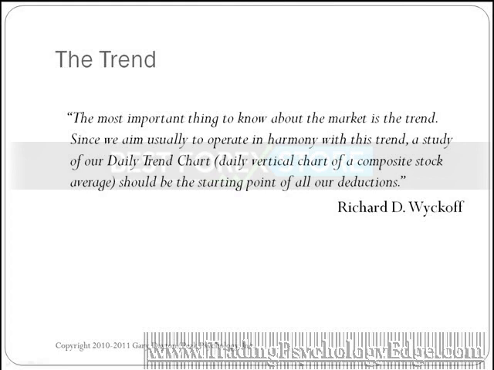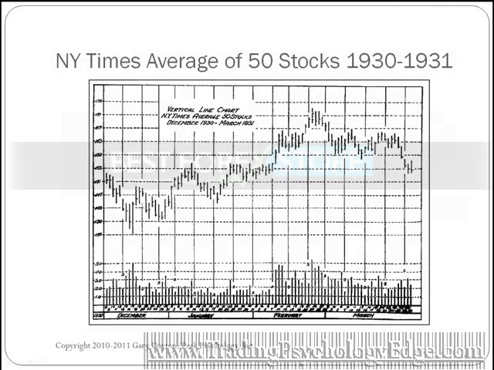As Wyckoff opened his case study, the very first sentence he said is that the most important thing to know about the market is the trend. And since we aim to operate in harmony with the trend, a study of our daily trend chart, which is a vertical line chart with volume, is the starting point of all our deductions. And this is what he called his trend chart. It is a vertical line chart of the New York Times average of 50 stocks. That no longer, of course, is published, but it would be similar to the Dow 30 or the S&P 500 or maybe the NASDAQ 100.